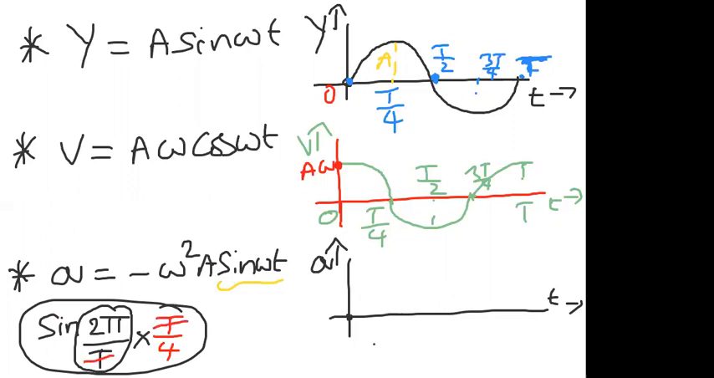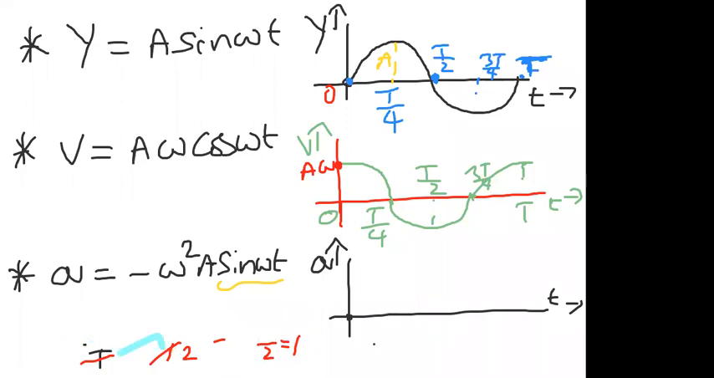Now T and T will be cancelled, 2 will be cancelled, 4 will become 2. I got sin pi by 2. Sin 90 value is 1. So if I take sin 90 as 1, here pi by 2, here 1 I got. So at small t as T by 4, this value became 1. This value became 1 means, what is the acceleration? a equal to minus omega square A.